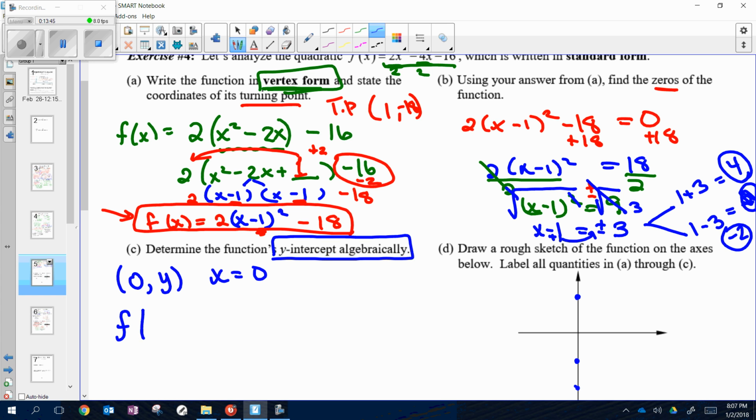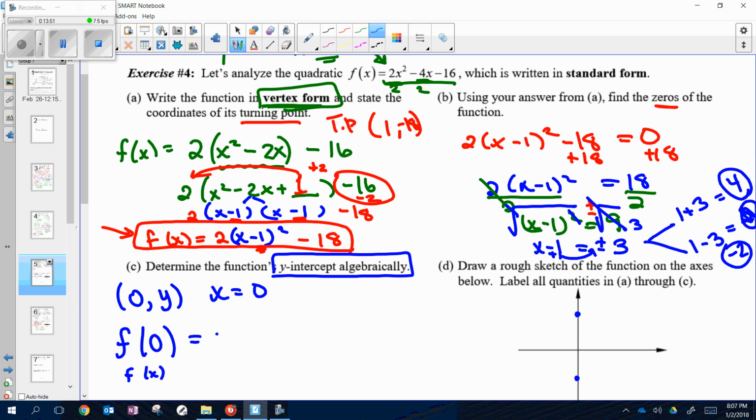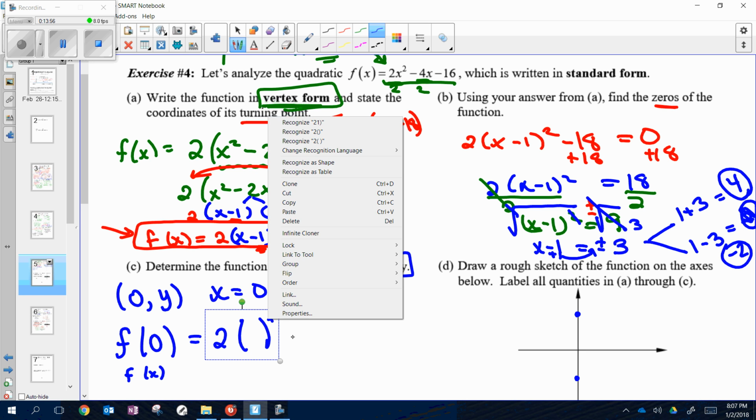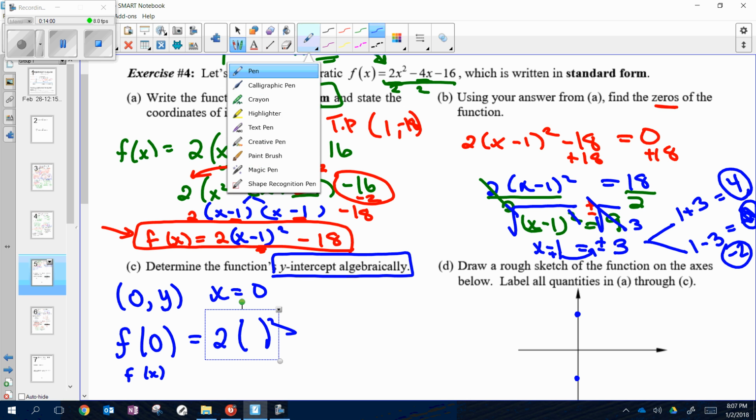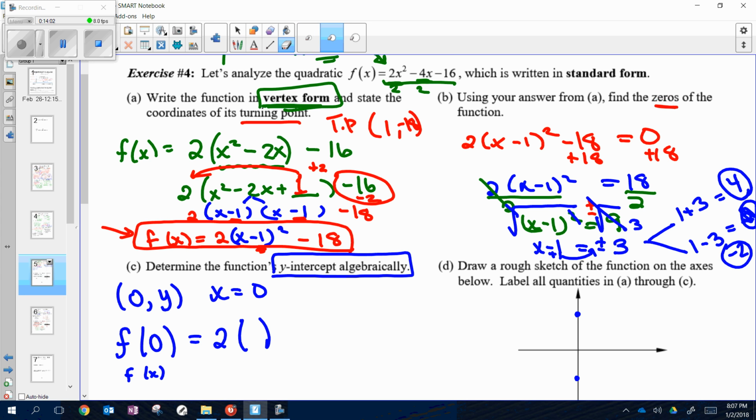So I want f of 0 instead of f of x. So my function, back up to the original, is 2 something squared. Hold on a second. I don't know why my marker is doing that. All right, so what I'm doing is I'm looking back up at this function, 2 something squared minus 4 times something minus 16, and that something is a 0.